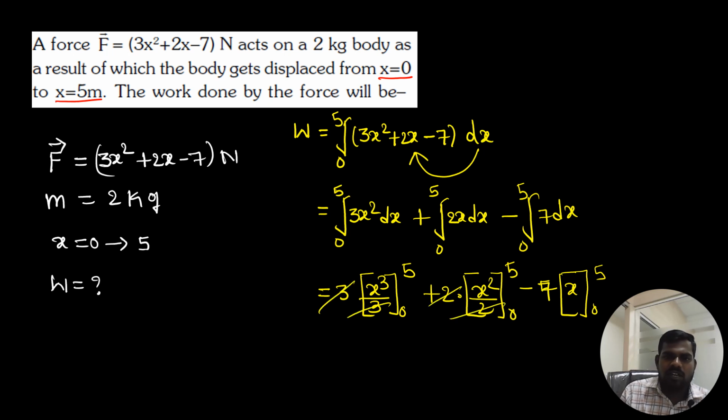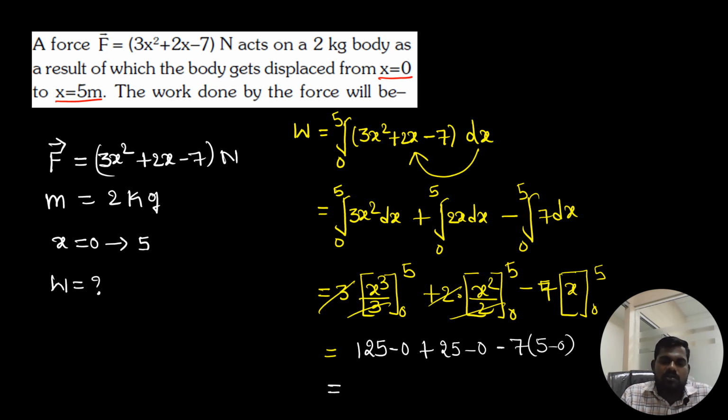3 cancels, 2 cancels, so x cube is remaining. If you take the upper limit, 5 cube is nothing but 125 minus 0, plus this is also 5 square, which is nothing but 25 minus 0, minus 7 into 5 minus 0. Then the final is 125 plus 25 is 150, 150 minus 35 is nothing but 115 joules of work done. This is the final answer.